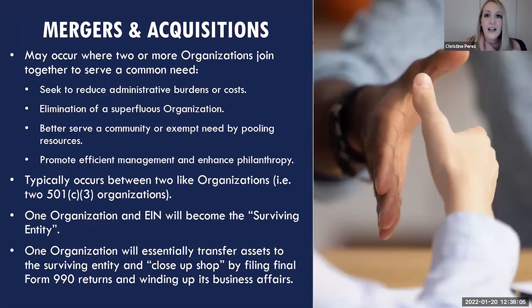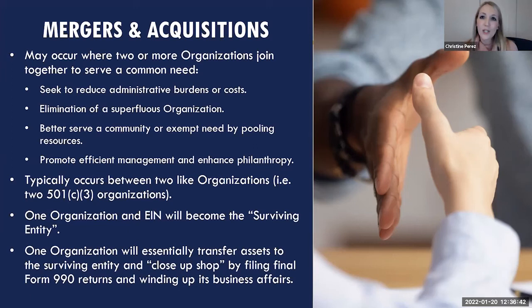So our next slide kind of covers, and this is just high level, mergers and acquisitions. Sometimes we find that instead of working together or creating a separate entity, we've actually got two entities that might merge. A lot of times we see this when we've got entities that are similar. So two 501(c)(3)s that are doing the same activity might decide to merge their operations to better serve their community. We see it a lot when they're trying to achieve economies of scale to reduce the administrative burdens or costs, essentially to streamline their activities by combining their operations.